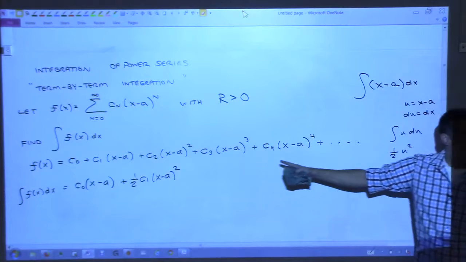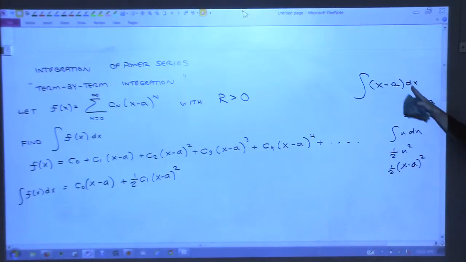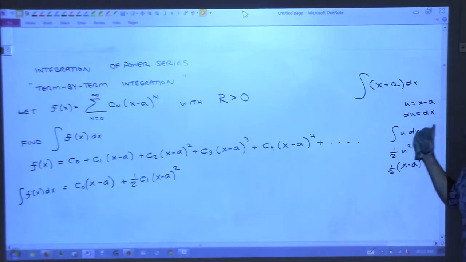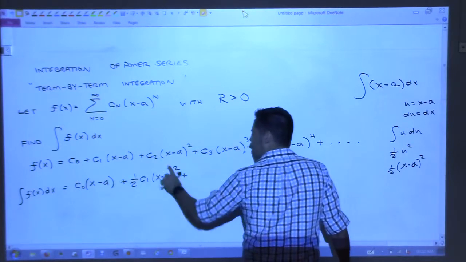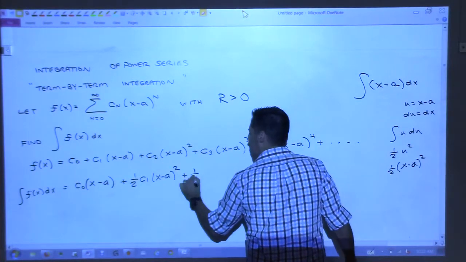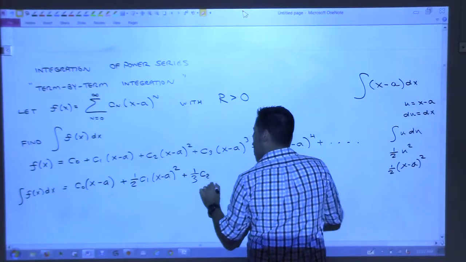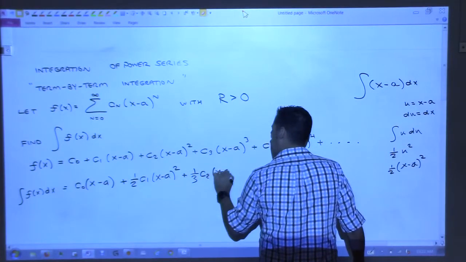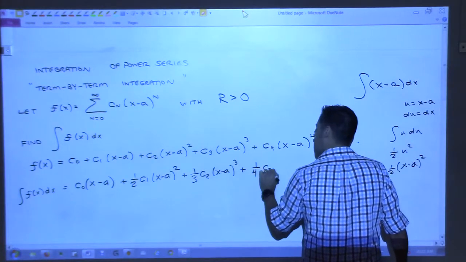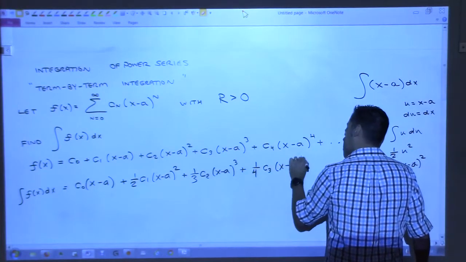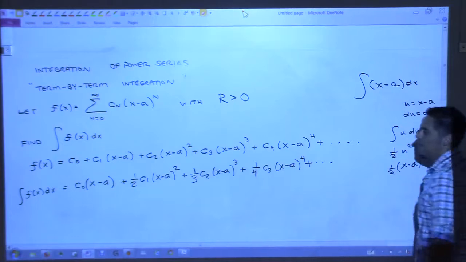And then I could do that for each of these, couldn't I? If I change this to squared, it would just be u, and then this would be u squared, and we integrate 1/3 u cubed. So all of these are going to go the same way. So what's my next one? 1/3 c sub 2 x minus a cubed. One more. 1/4 c sub 3 x minus a to the 4th plus dot dot dot.